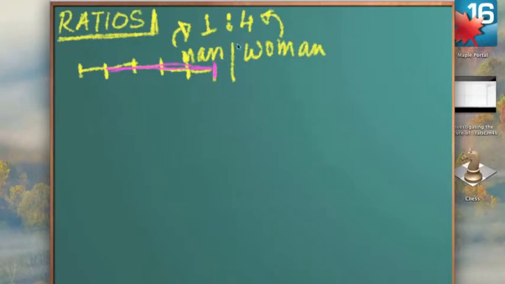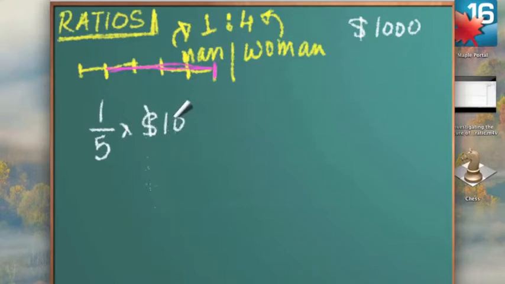So the total number of parts in which we're going to divide $1,000, so $1,000 is what we're dividing. So we need to divide $1,000 into how many equal parts? Into 5 equal parts, and give one of those parts to the man. And how can we do that? We can just write down an expression, 1 over 5 times $1,000, and that's what the man is going to receive.